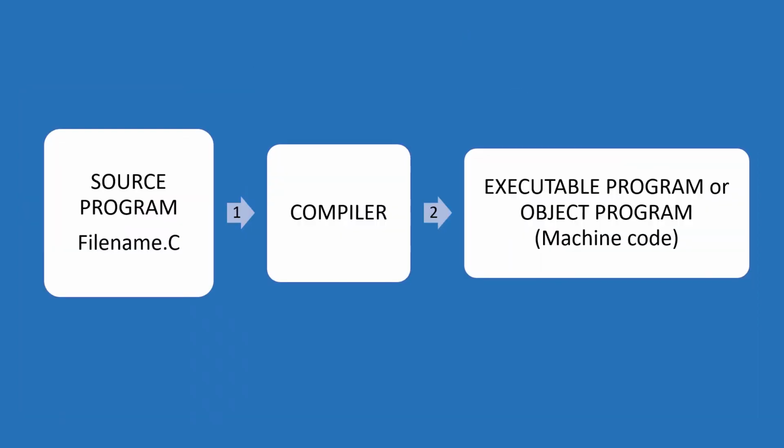The program we write is called the source program. It should be saved as filename.c. This source program is then compiled by the compiler. The compiler produces an executable program that our computer can actually understand and run or execute.